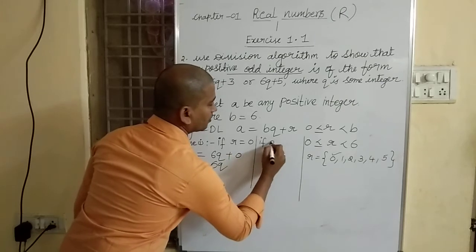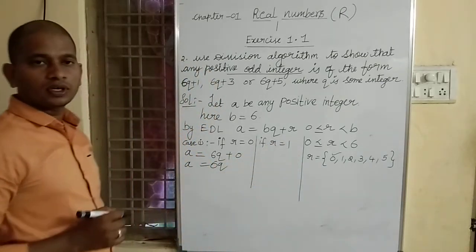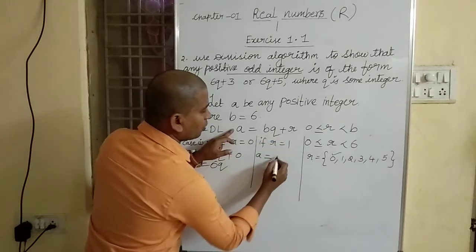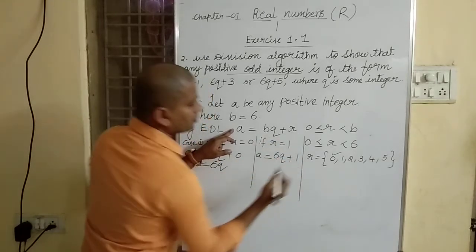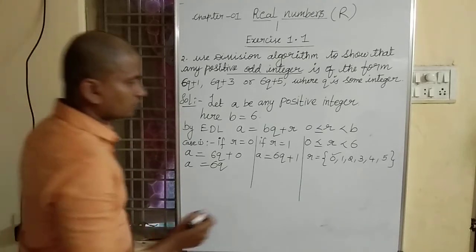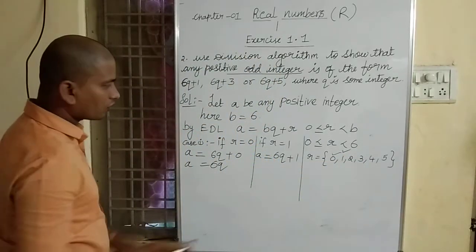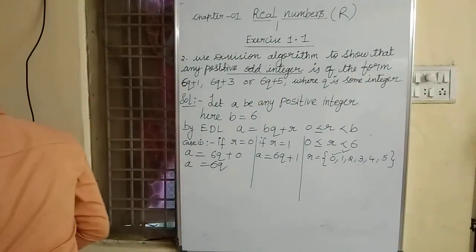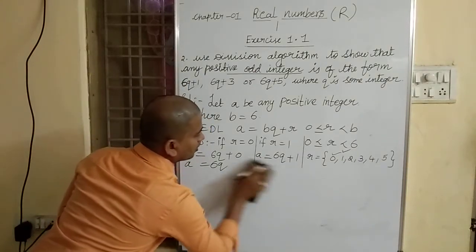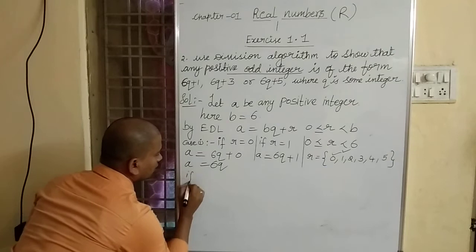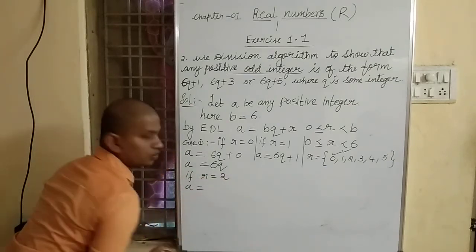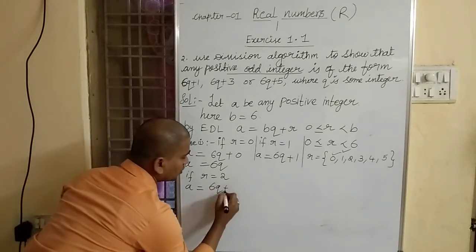Okay. Now coming to case 2: if r is equal to 1. What is Euclid division lemma? a equal to bq plus r, I mean 6q plus 1. Now coming to r equal to 2. If r equal to 2, a equal to bq plus r, I mean 6q plus 2.